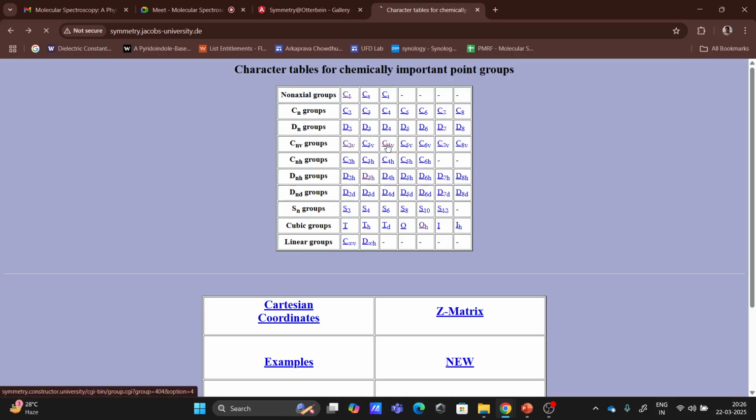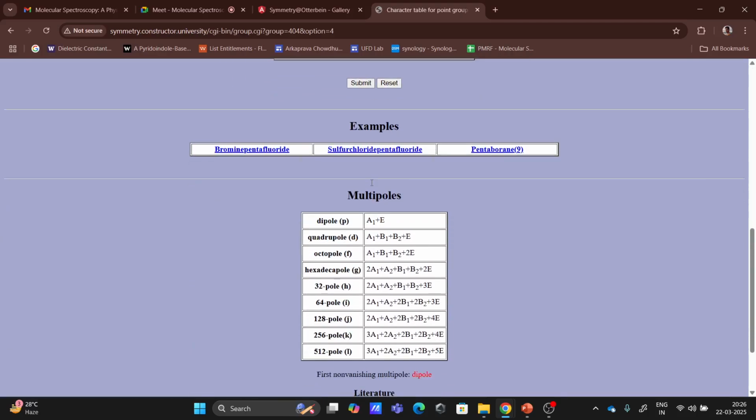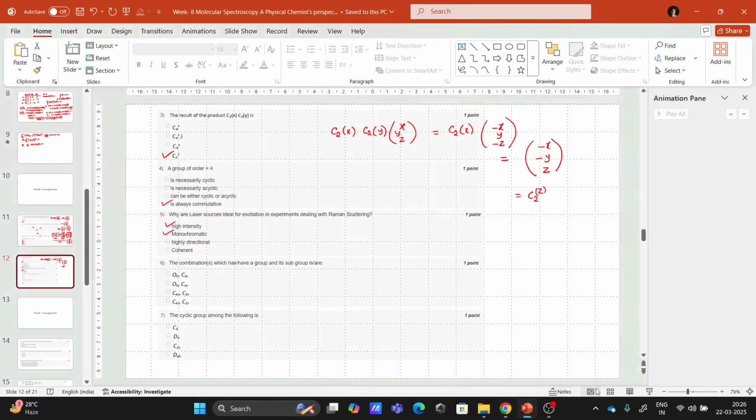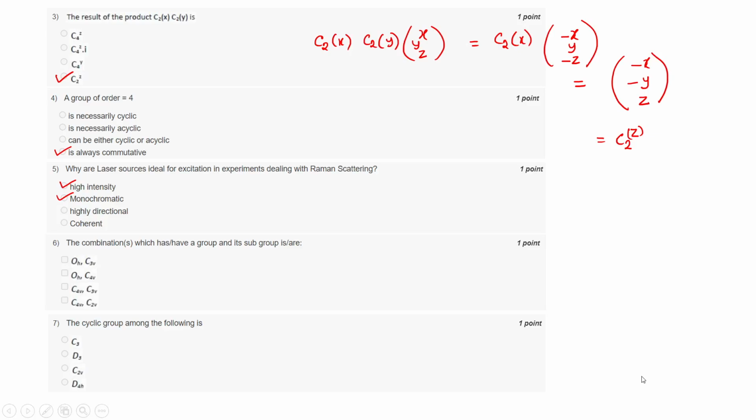C4v, right? Subgroups of C4v: C2, C4, C2v. So it's correct. All three are correct. Not all three, not this one. C4v can't have C3v, because C4v cannot have C3, right? Yes. So the cyclic group C3 we have just discussed.